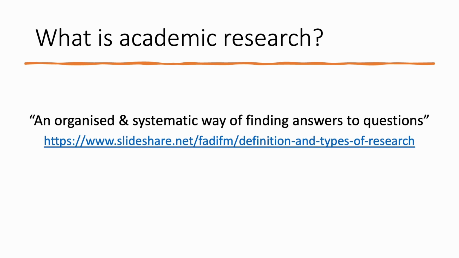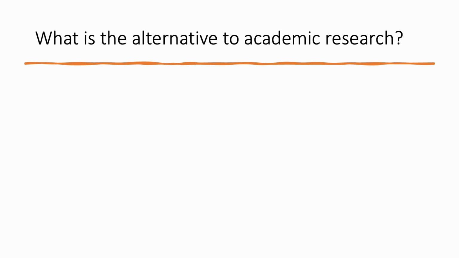The definition that I like, and that gives a nice summary of what academic research is, is that it's an organized and systematic way of finding answers to questions. So obviously where we need to start at some point is going to be a question, and how we're going to do that we'll cover in the next few slides or videos. But what is the alternative to academic research? There are going to be several different things that we might encounter.